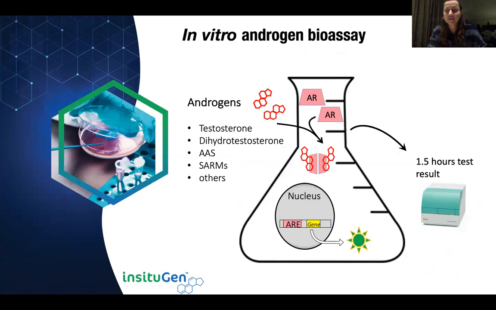Here, androgens will again activate the androgen receptor. This will then bind to an androgen response element on a DNA transcript that will lead to the synthesis of a fluorogenic molecule that we can easily measure. The whole process takes place in 1.5 hours, and because of that 96-well plate format, we're able to measure many different samples simultaneously. So we're developing what we see as a high throughput screening approach.